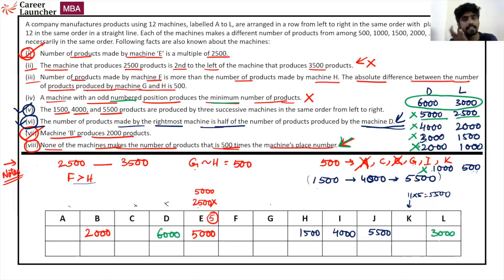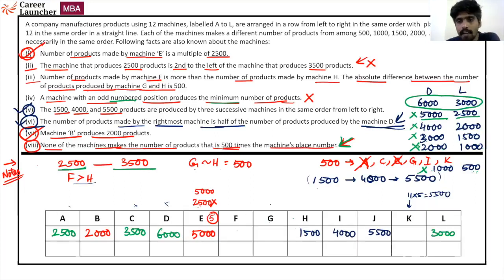6000 and 3000. Now we had one point that said 2500 is two places to the left of 3500. That means we need to have 2500 somewhere, we need to have a gap, and then we need to have a 3500. That is only possible in the table if 2500 is A and 3500 is E. Definitely, we can say that.